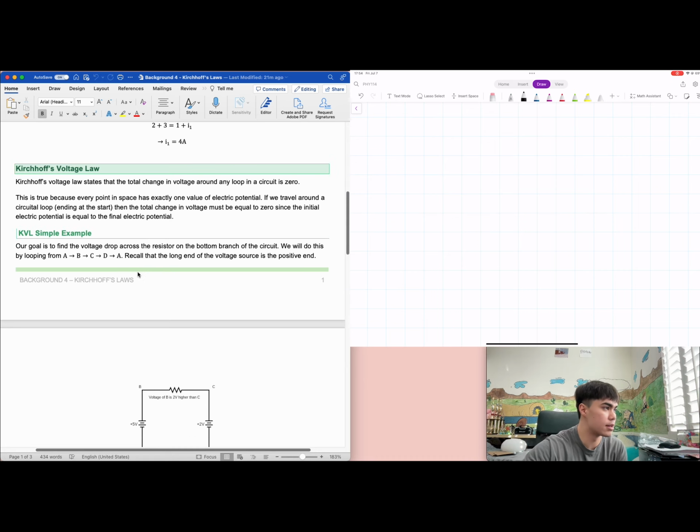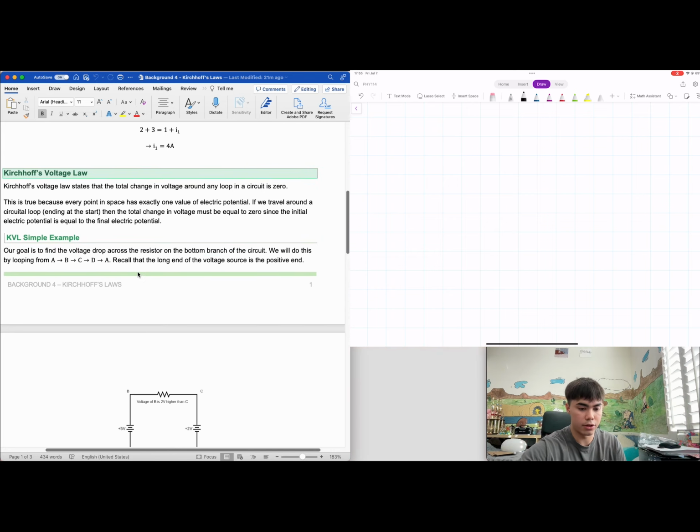If you start at some point in a circuit and then travel around the circuit, no matter where you go, if you start and end at the same point, the electric potential of that point will be the same. So your starting electric potential will be equal to your ending electric potential, and the total change in voltage when you travel through the circuit is 0.